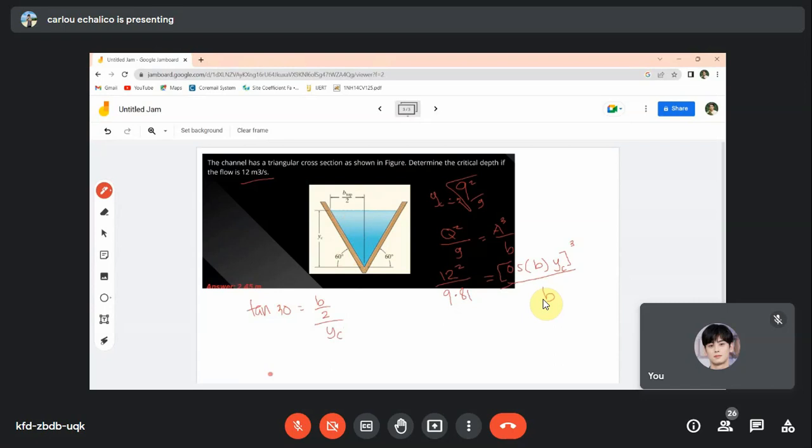YC. So, we can say YC is equal to B over 2 tan 30. Okay? So, kani siya, ang YC, substitute lang yung dira A. So, 12 squared over 9.81, no? 0.5. Ang base na to karon is unknown. Ang YC na to is B over 2 tan 30. Okay?